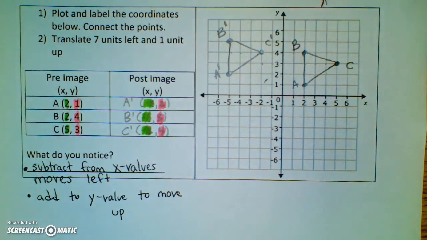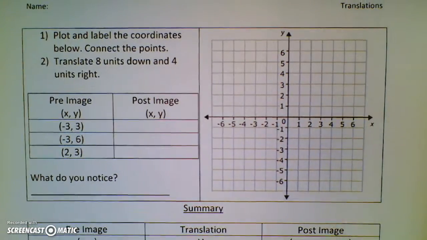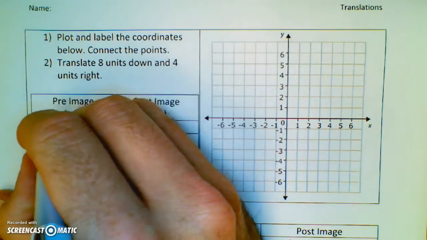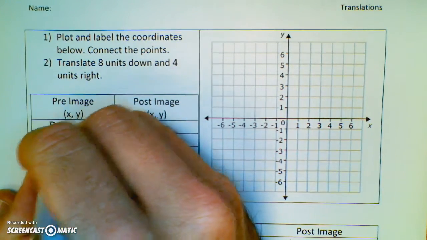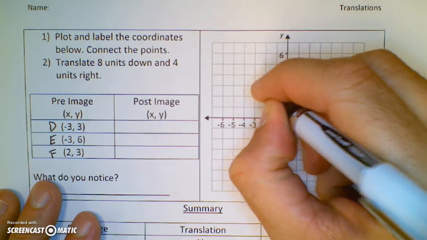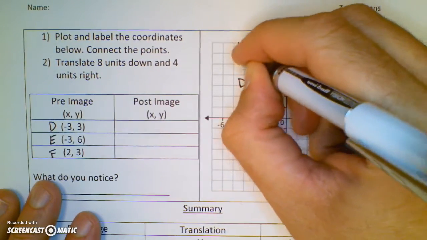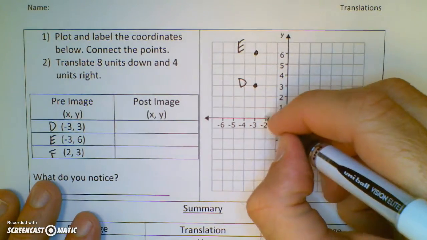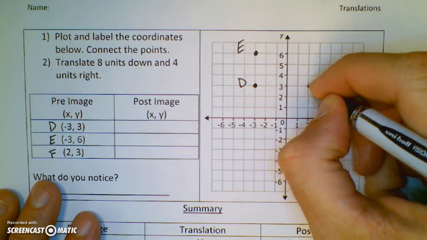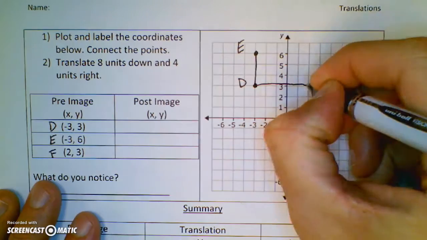Okay, let's take a look at the other problem on the next page. See if it'll fit right there, and it does. Same idea. This time though, we're going to have to name our points. So I'm going to name this D, E, and F. I'll plot them: -3, 3; -3, 6; and 2, 3. Almost went to -2. It should be +2, 3. Here's my triangle.